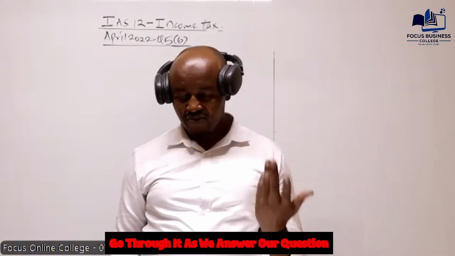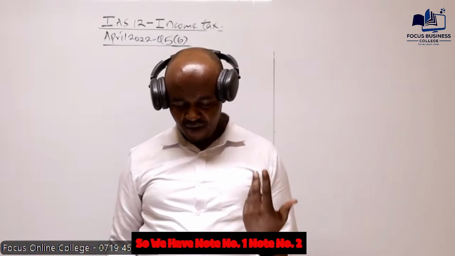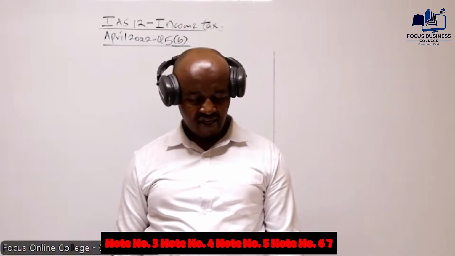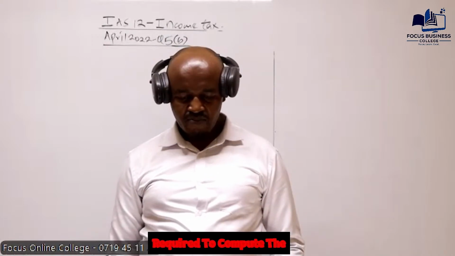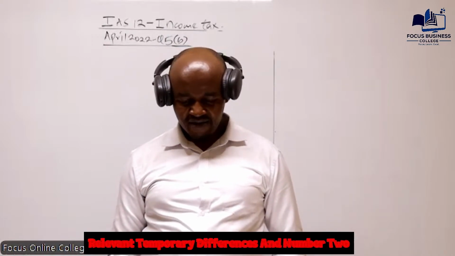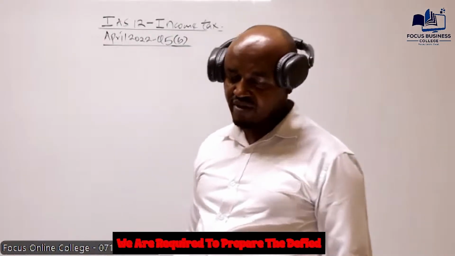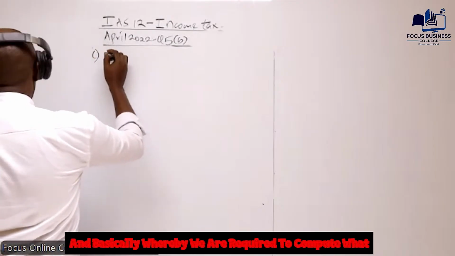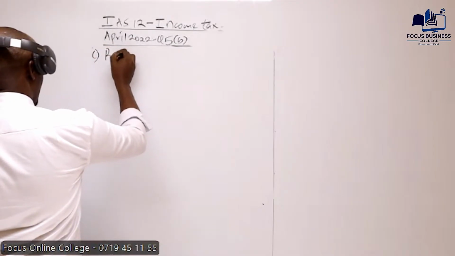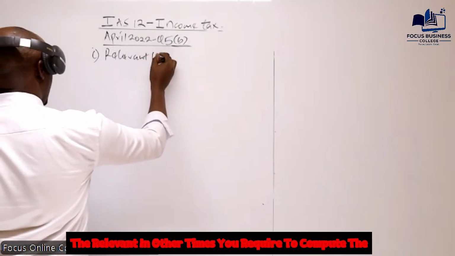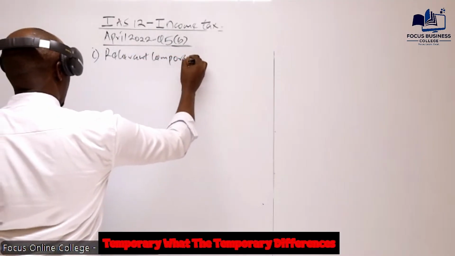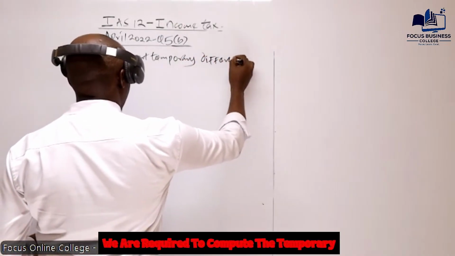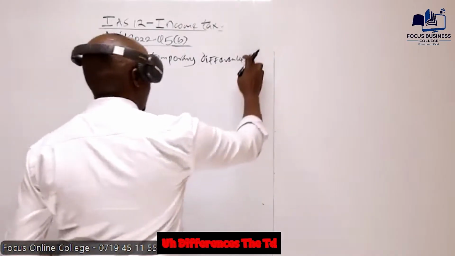We will not go through this now. We will go through it as we answer our question. So we have note number 1, note number 2, note number 3, note number 4, note number 5, note number 6, 7. What are we required to do here? We are required to compute the relevant temporary differences. And number 2, we are required to prepare the deferred tax account. I want us to start with Roman 1, whereby we are required to compute the temporary differences, the TD.